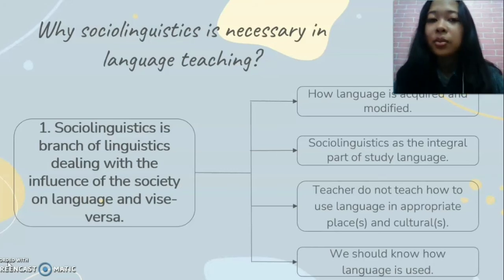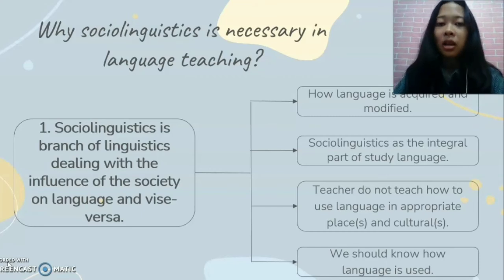And then, as I said before in the introduction, teachers are more focused on teaching words, grammar, pronunciation, and text content, and they forget how to teach the student to use appropriate language in appropriate places and cultures. And we should know that language is used in different contexts, by different people, and for different reasons why language is learned.